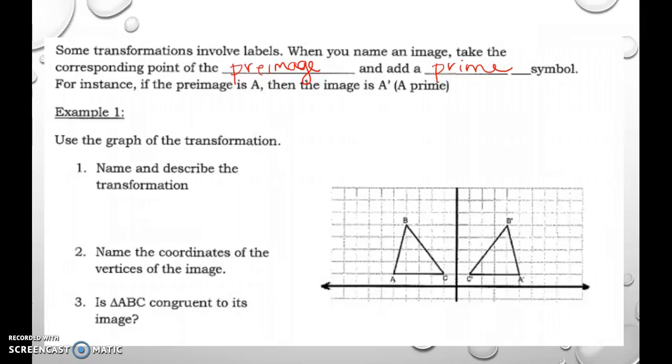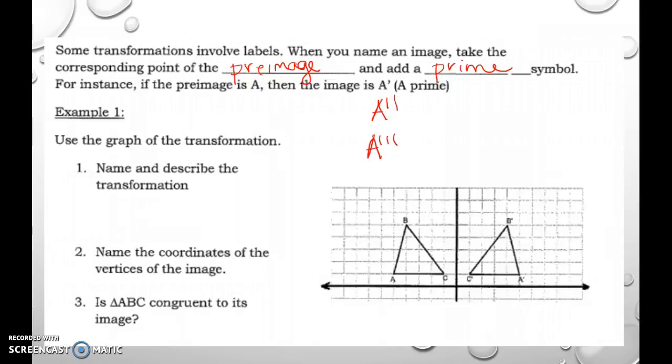Now, later in this chapter we're going to get into what's called a composition of transformations, and that's when maybe I rotate that figure and then I reflect it and then I translate it. Similar to when we use arc marks or congruent marks or tick marks in some of the other stuff we've done, I can add a prime mark each time that I've changed this figure. So for instance, if I now took A prime and I moved it again, I would make it a double prime. And if I moved it again, I'd make it a triple prime. So you can see more than one prime mark on a figure.